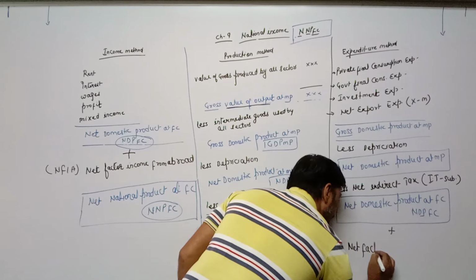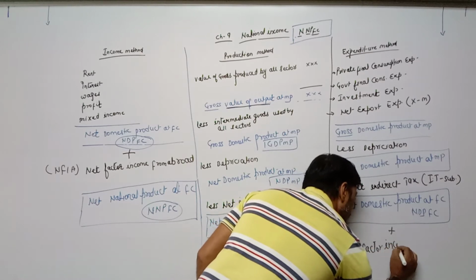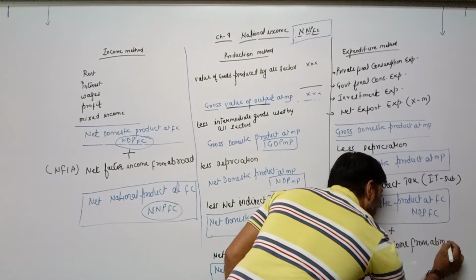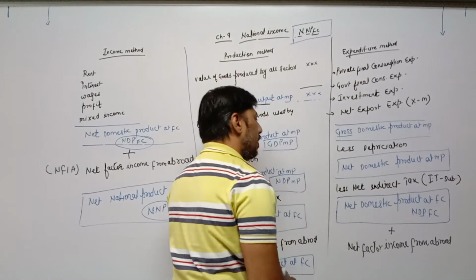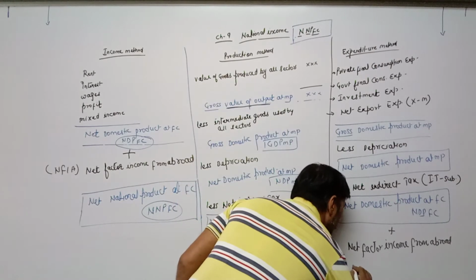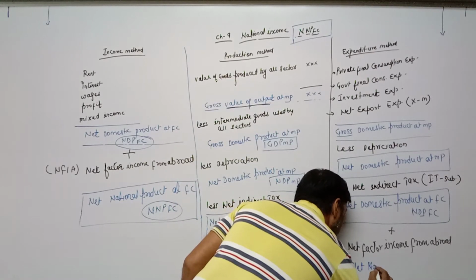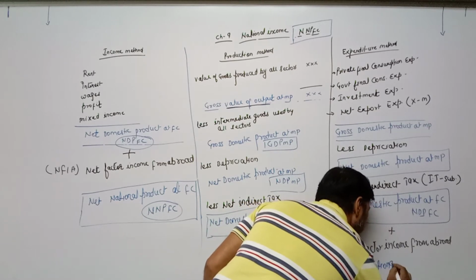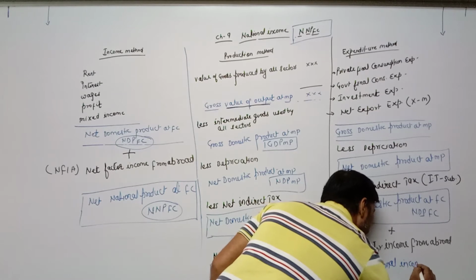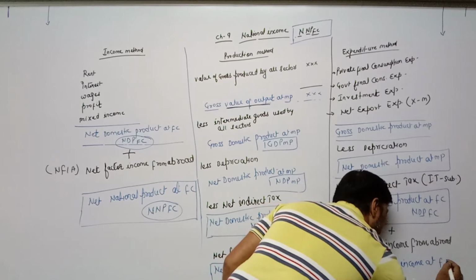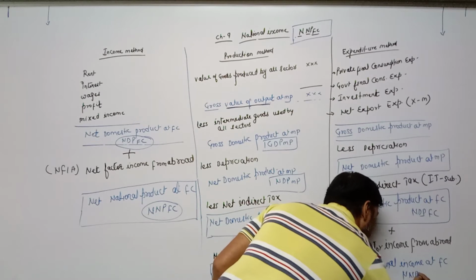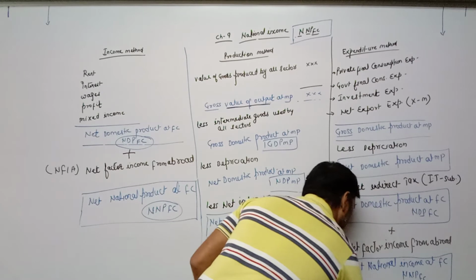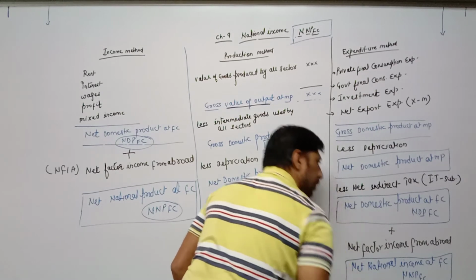Net factor income from abroad. And after adding net factor income from abroad, finally we get national income, meaning net national income at factor cost, meaning NNPFC. In this way, by these three methods, we can calculate national income.